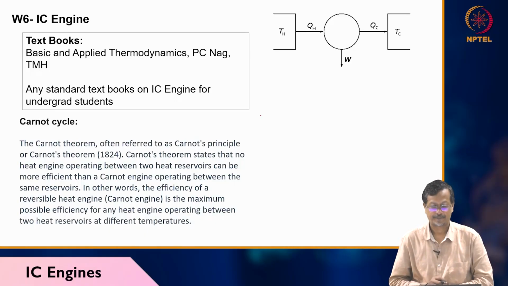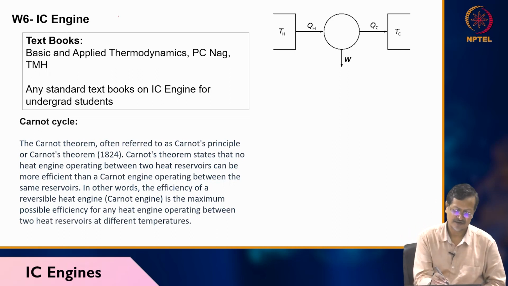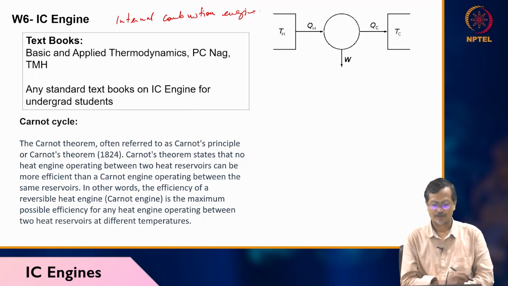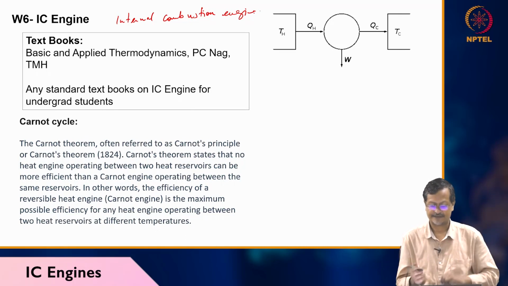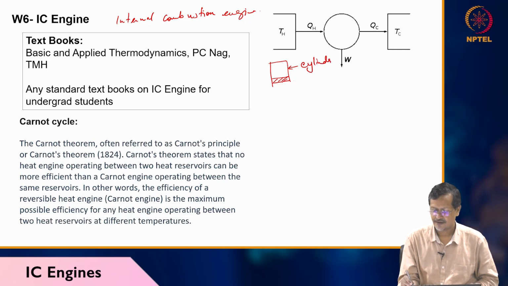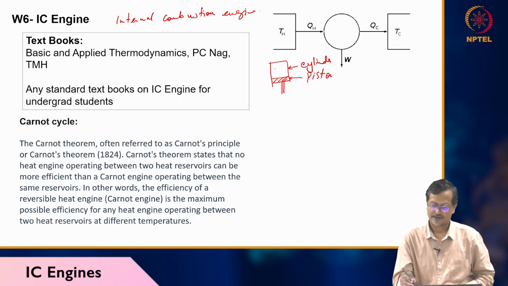So good morning. Today I will start the topic IC engine. IC engine means internal combustion engine. Internal combustion means combustion will be happening inside a cylinder. So we will have one cylinder and one piston will be there. This is called cylinder, and this is called piston. This shaded one, piston. When piston is moving up and down, the combustion will be happening here.